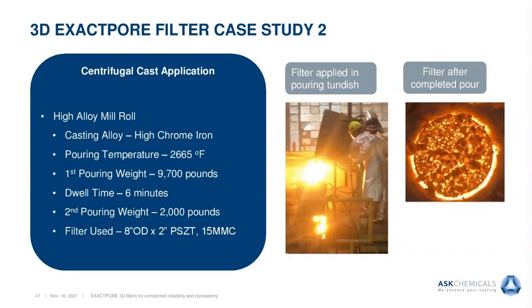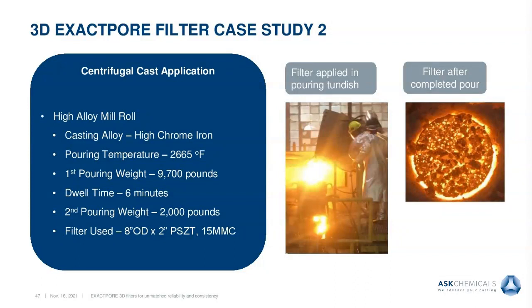The selected casting was a high chrome iron poured at 2665 degrees Fahrenheit. The first pour totaled 9,700 pounds. The ladle was then taken back to the furnace to be filled with an alternate alloy. During that time, the tundish and the filter were put back on preheat to maintain temperature, and the dwell time was 6 minutes.